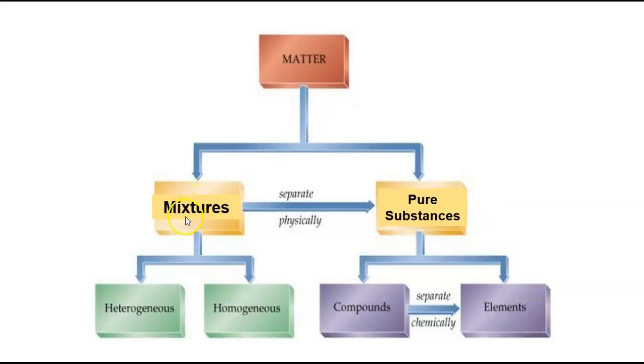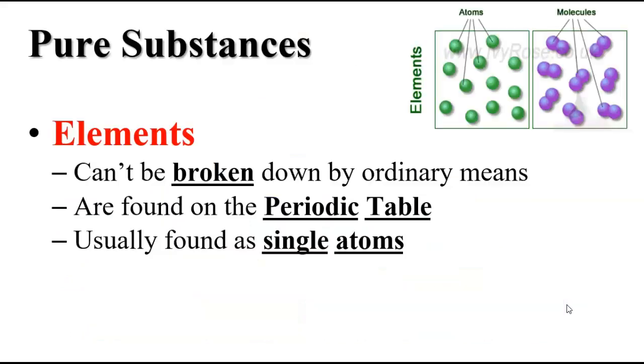For mixtures, we have two types of mixtures. That would be heterogeneous mixtures and homogeneous mixtures. So this is really all we're going to be talking about today. Your homework is going to be classifying different types of matter into basically these four subcategories. All right, we'll start with our two pure substances.